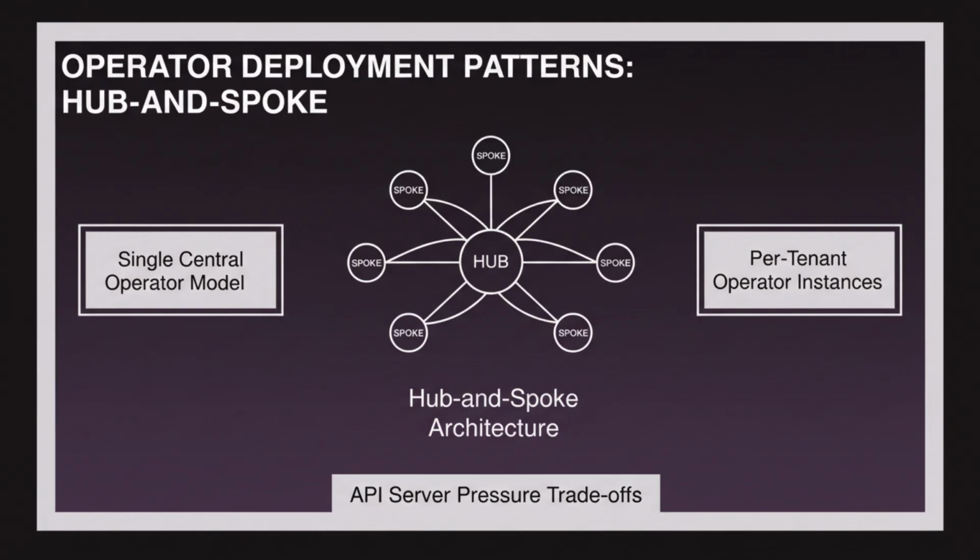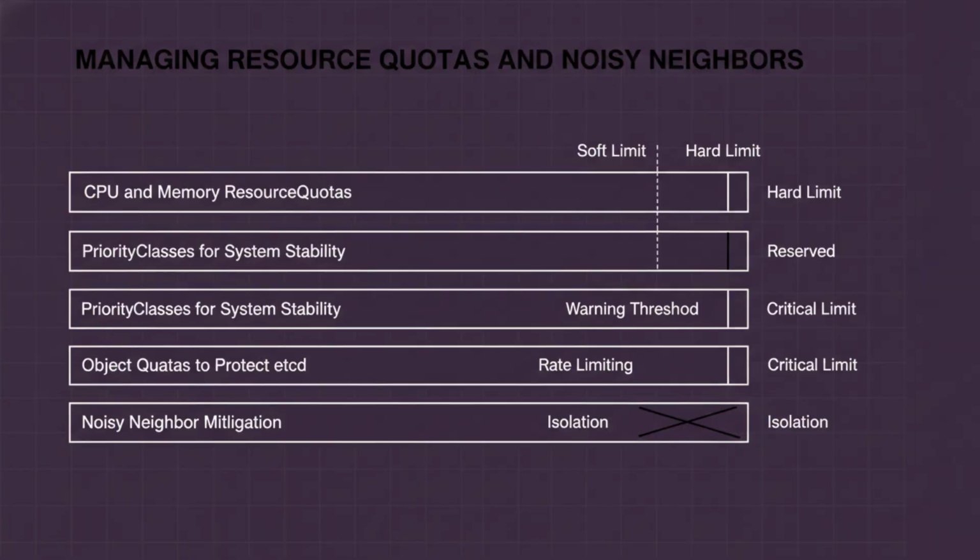Conversely, the per-tenant operator model involves deploying an operator instance within each tenant's namespace. This provides the best isolation and allows tenants to manage their own upgrade cycles, but it significantly increases the resource overhead of the cluster. For senior architects, the hub-and-spoke model often provides the best balance, where a central manager coordinates lightweight agents. We must evaluate the trade-offs in memory consumption and API server pressure when deciding which pattern to implement for our high-availability services.